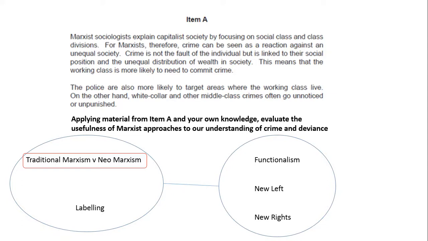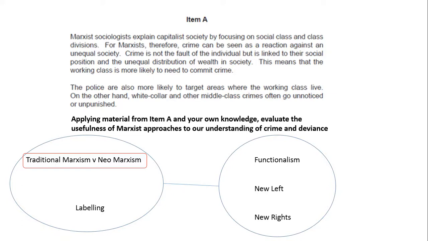For Marxists, therefore, crime can be seen as a reaction against an unequal society. Crime is not the fault of the individual, but is linked to their social position and the unequal distribution of wealth in society. This means the working class is more likely to need to commit crime. The police are also more likely to target areas where the working class live. On the other hand, white-collar and other middle-class crimes often go unnoticed or unpunished.